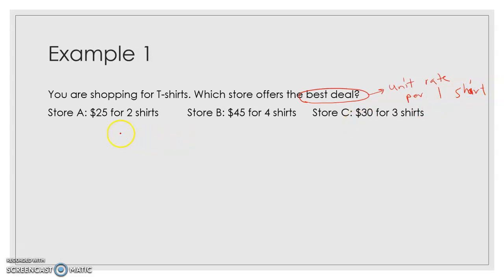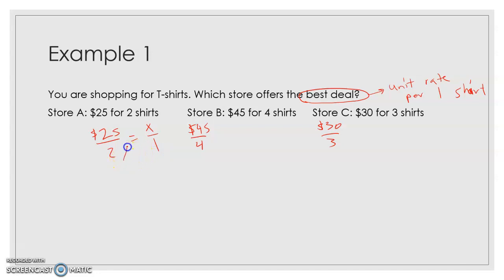Okay, store A. I'm gonna go ahead and write my ratio like this, right? $25. We're comparing two different things. For 2 shirts. Store B is $45 for 4 shirts, and store C is $30 for 3 shirts. And you guys have all been here before. You want to find how much, right, cost per one shirt. And Mr. Hackathorn will take you through this in proportions in chapter 2.7. We can do this. I'm not going to.